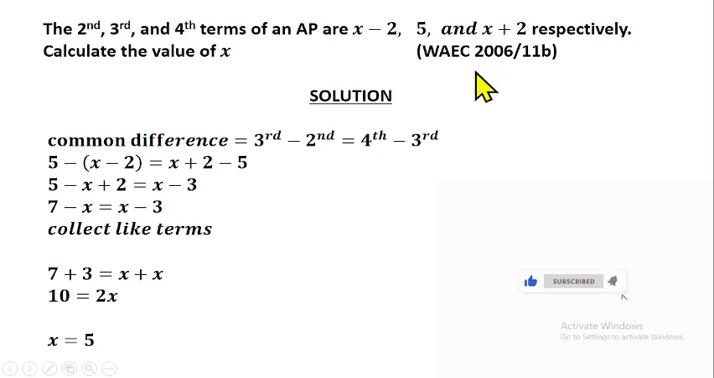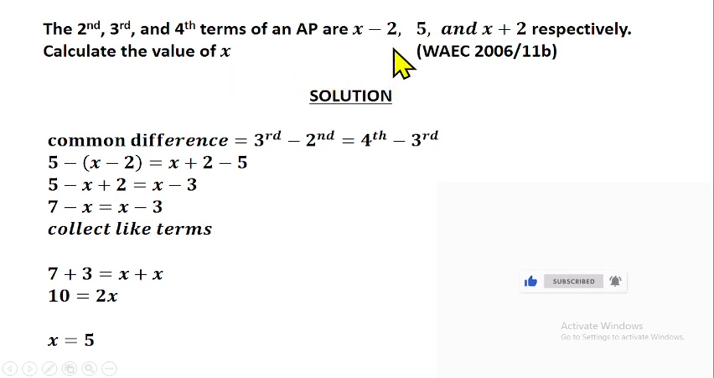Let's see another question. This is a WAEC question, 2006, question number 11b. We are told that the second, third, and fourth terms of an AP are x minus 2, 5, and x plus 2 respectively. Find the value of x. It's quite simple. So this is the second term of the AP, this is the third term, and this is the fourth term of the AP. So you have to find the value of x.